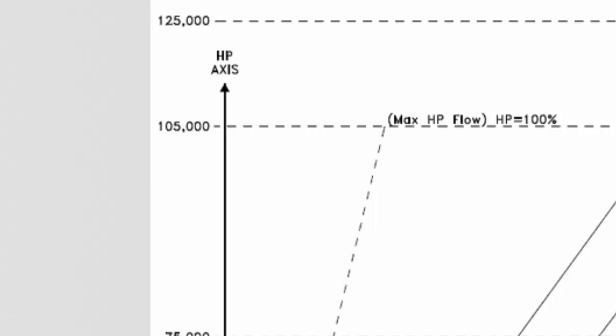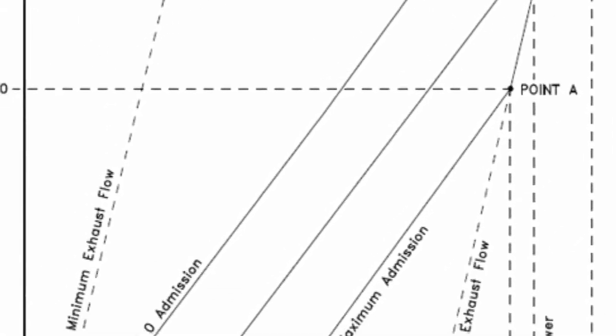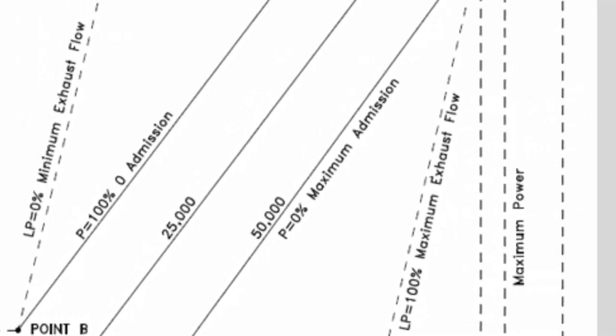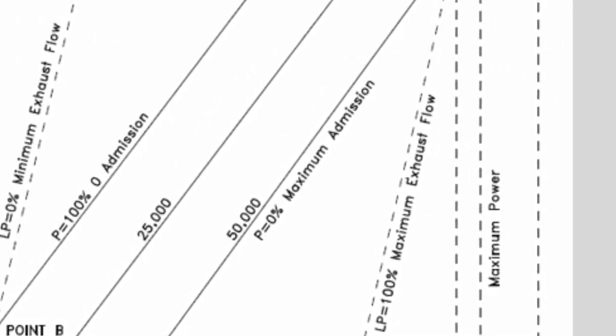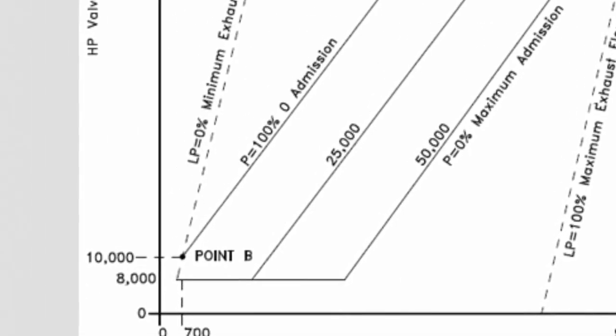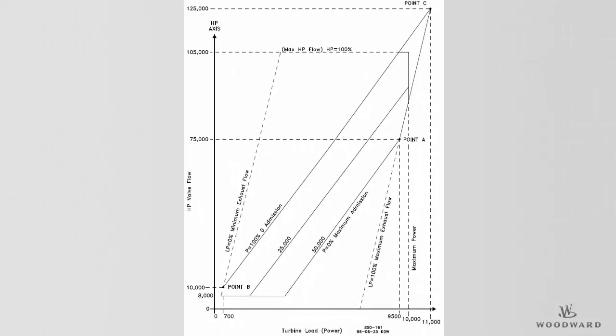The LP equals 0 line gives the range of operation when the LP flow is at a minimum. The LP equals 100 line has the same slope as the LP equals 0 line and intersects point A. The LP equals 100 line defines the range of operation when the LP flow is at a maximum. The P equals 0 line defines the range of operation when admission flow is at a maximum. The P equals 100 line has the same slope as the P equals 0 line and intersects point B. The P equals 100 line represents the range of operation when admission flow is at a minimum.